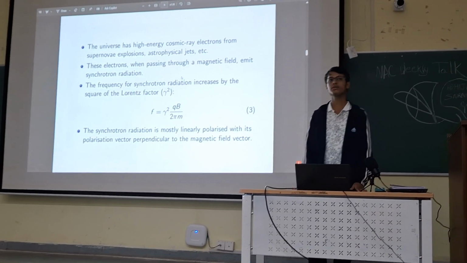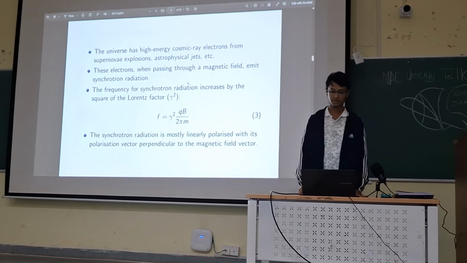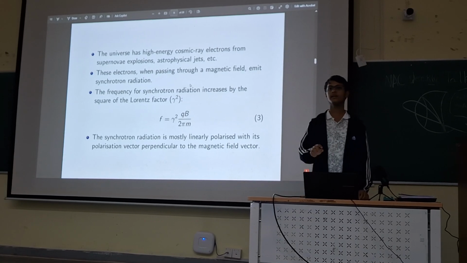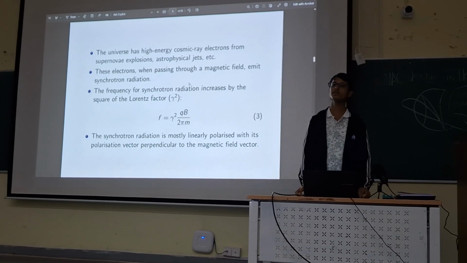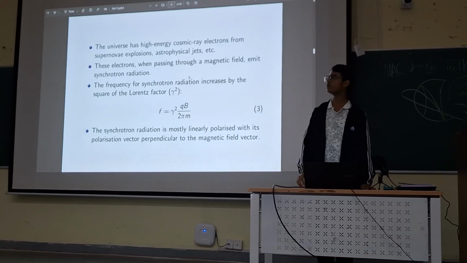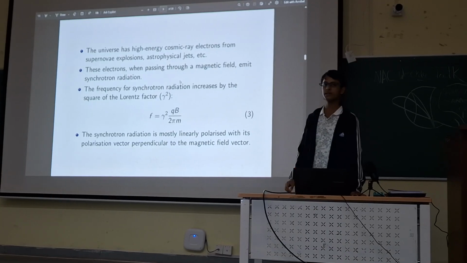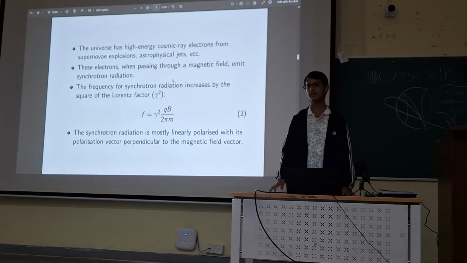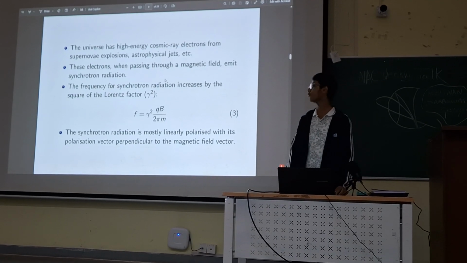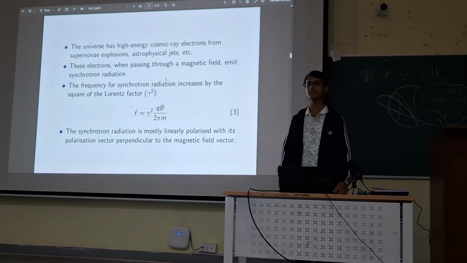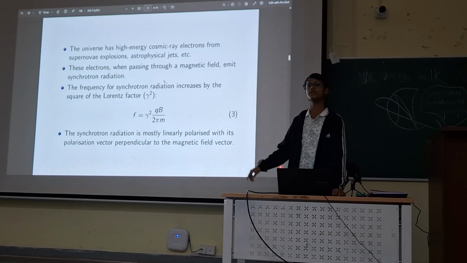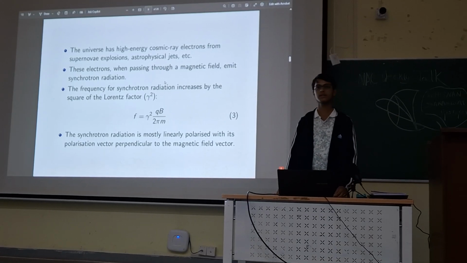Next we look into synchrotron radiation. The universe has a lot of high energy particles. These may be released in supernova explosions, or produced in astrophysical jets. When these high energy electrons pass through a magnetic field, they accelerate and radiate synchrotron radiation. What differentiates synchrotron radiation from cyclotron radiation is that because they are moving very close to the velocity of light, we have to consider the effects of relativity as well.